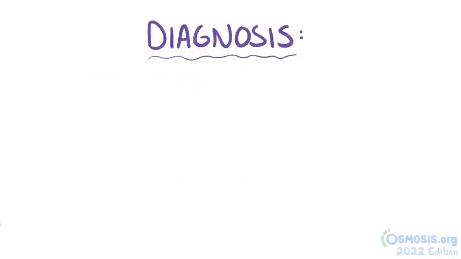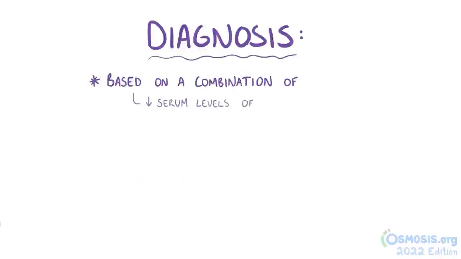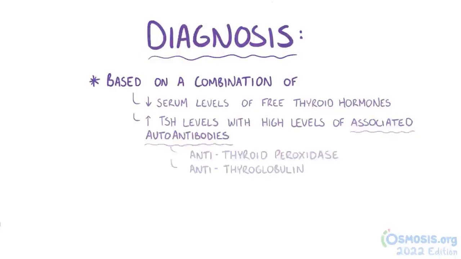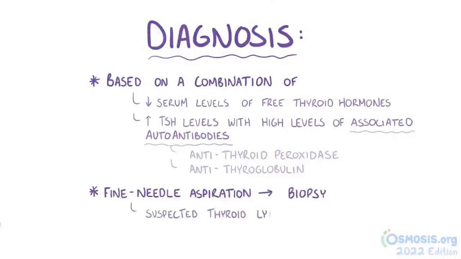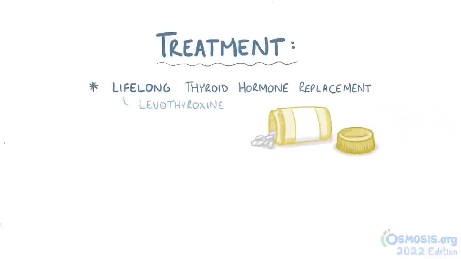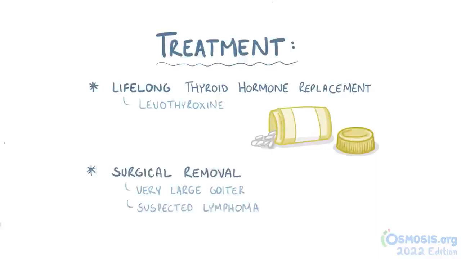Diagnosis of Hashimoto's thyroiditis is usually based on a combination of low serum levels of free thyroid hormones and increased TSH levels, with high levels of the associated autoantibodies, mainly antithyroid peroxidase and antithyroglobulin antibodies. Fine needle aspiration should be used to get a biopsy when thyroid lymphoma is suspected. Treatment of Hashimoto's thyroiditis typically requires lifelong thyroid hormone replacement, mainly with levothyroxine. For individuals with a really large goiter compressing the airways or the esophagus, or if there's suspicion of a lymphoma, then surgical removal might be needed.